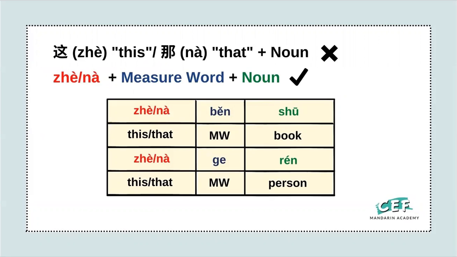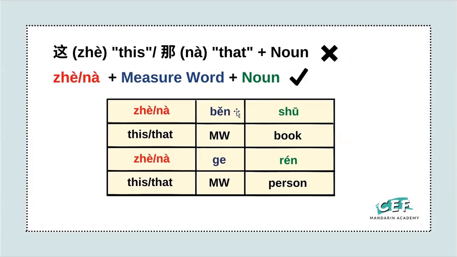这 this. 那 means that. So 这 and 那 mean this and that. So in English, normally we will say this ball, this person. But in Mandarin, it is slightly different. In some cases, we have to use a measure word in between this and a noun.